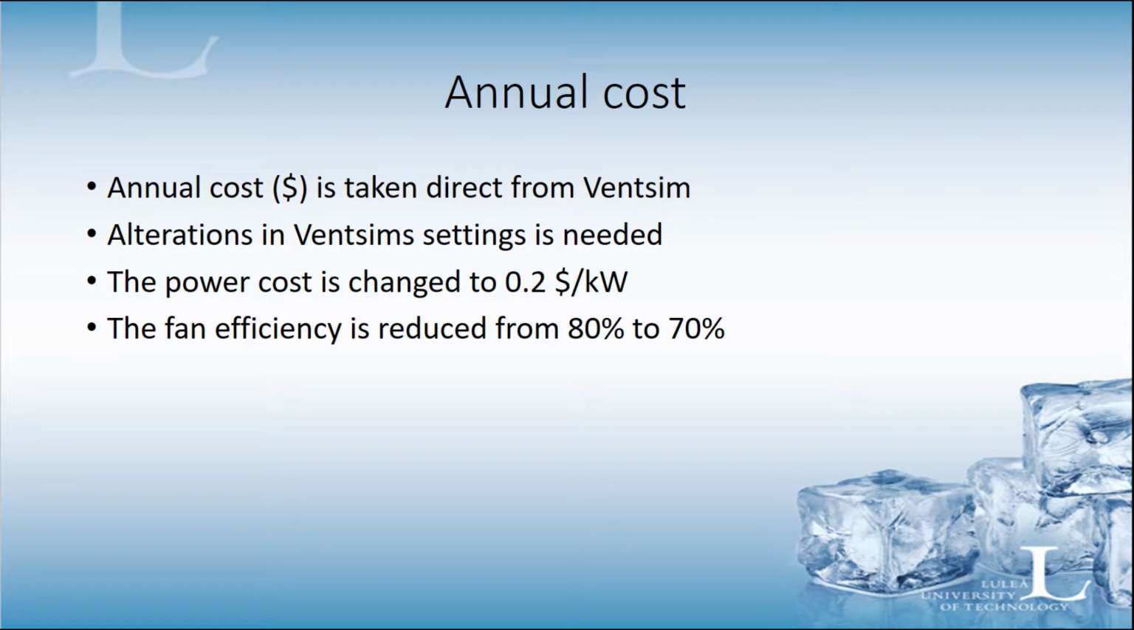Annual cost is taken directly from Vensim. To get the annual cost, some alteration in Vensim settings is needed. The power cost is changed to 0.2 Australian dollar per kilowatt. The fan efficiency is reduced from 80% to 70%, and the mine's operational lifetime is set for each part of the mine.